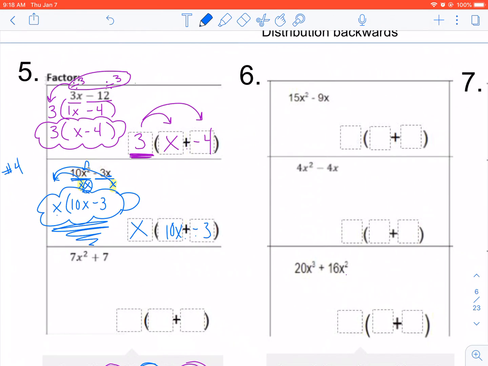You are going to finish the bottom question on your own. Use the two examples that we did above to help you. Look for things that both of these pieces have in common and pull it out to the front.